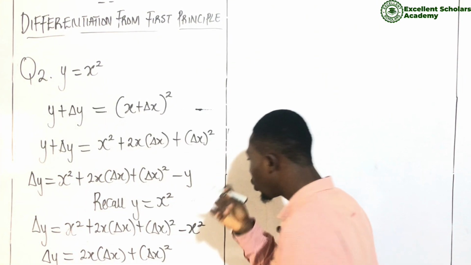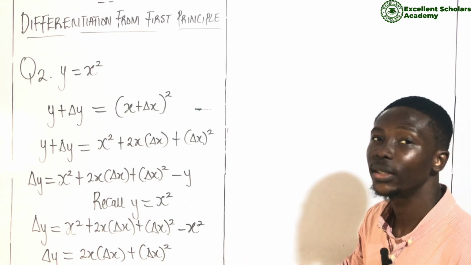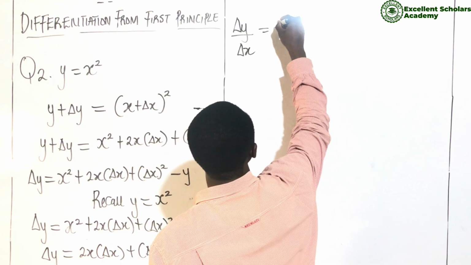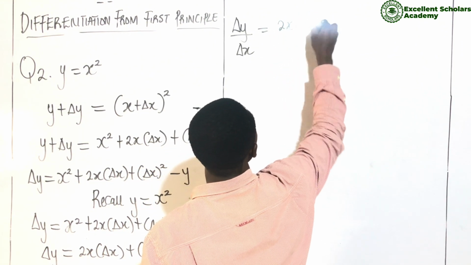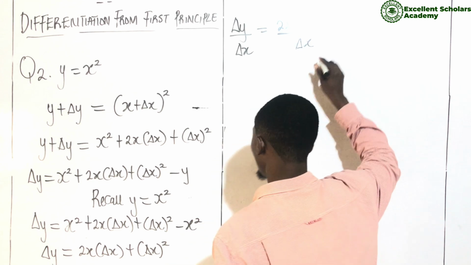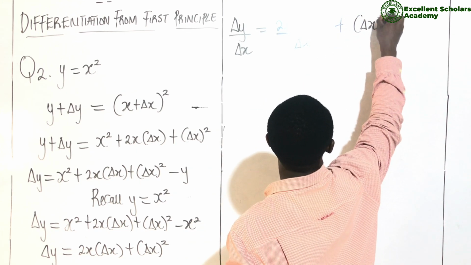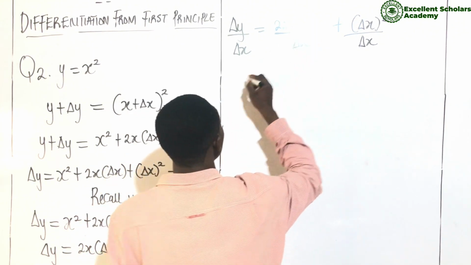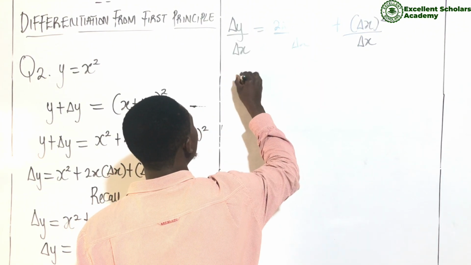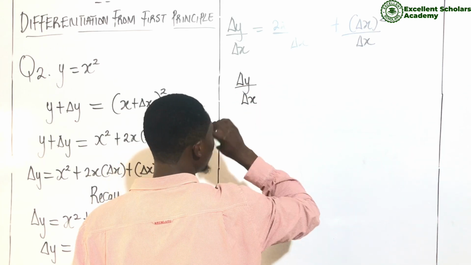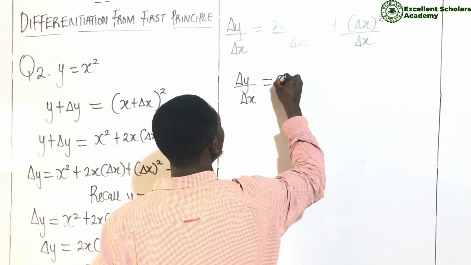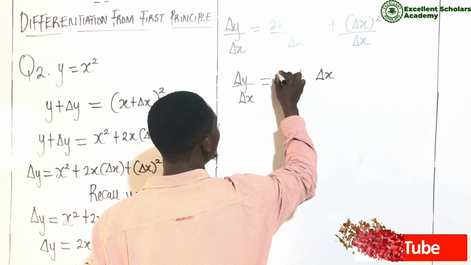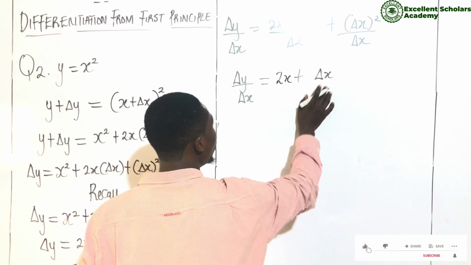So from here, I'm going to divide through by small increment in x. So it becomes that small increment in y over small increment in x equals 2x small increment in x over small increment in x plus small increment in x all squared over small increment in x. Now, small increment in x takes away small increment in x. Now, this is still small increment in y over small increment in x. Let's hold on with this. This takes away this. You have 2x plus small increment in x.